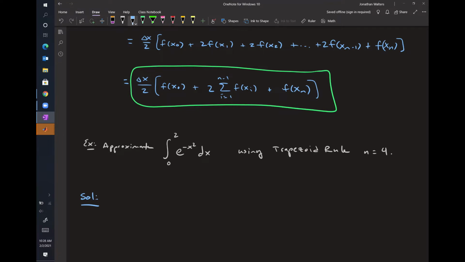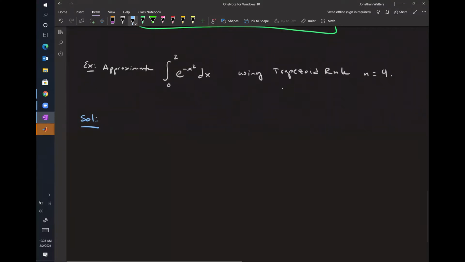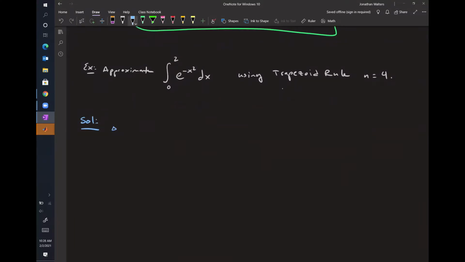So solution: what we're going to do is use a composite trapezoid rule to approximate this integral. So delta x is going to be 2 minus 0 over 4. So 2 minus 0 over 4, b minus a over n. So this is going to be 1/2. So on my x-axis, x0 is going to be 0. x4 is going to be 2.